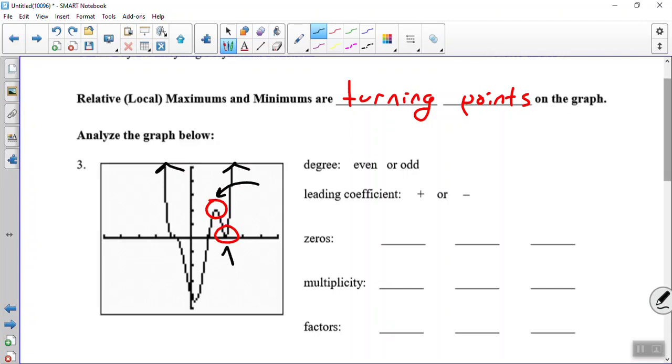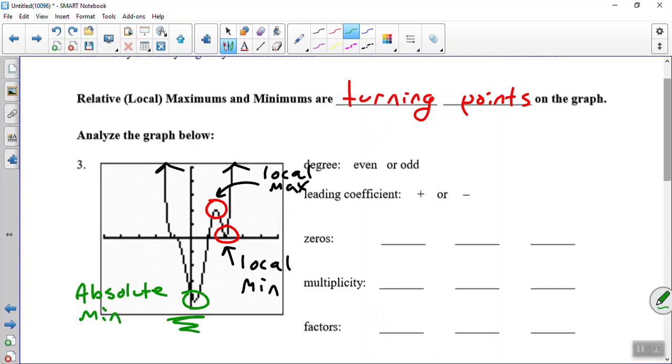Same with this one. This would be a local minimum. This is a local min. Because where it is the lowest point, but as you look at the rest of the graph, this down here is the absolute minimum. Because we can tell that there's nothing below it. Okay. There's something below this point, but it's not the lowest point of the whole graph. All right. So we'll get to that at the bottom here when we analyze the rest of this graph.